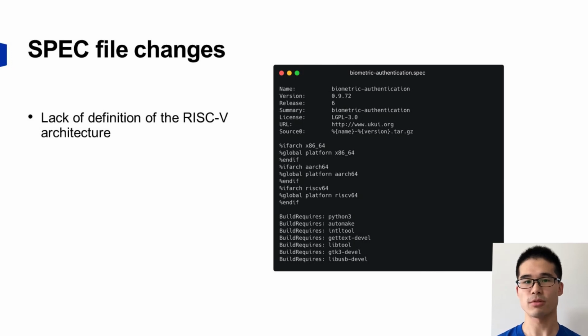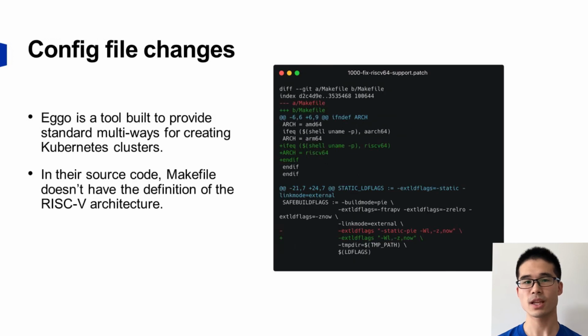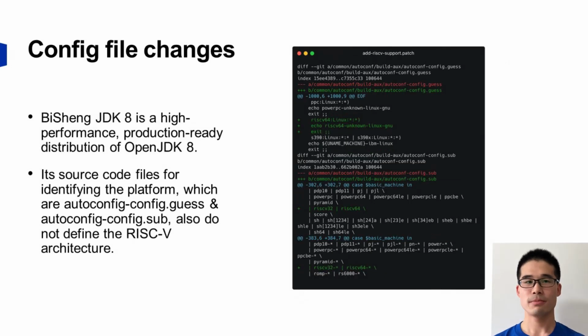When porting, different errors require different solutions. For cross-architecture friendly packages, the simplest error is the lack of definition of the RISC-V architecture in the spec file, such as biometric authentication. The configuration file error is next. For example, Echo, which was developed by the cloud-native SIG for Kubernetes clusters, does not add a definition of the RISC-V architecture in the Makefile. Bisheng JDK8 is also a fundamental component of openEuler, and its source code files for identifying the platform, which are config.guess and config.sub, are also not defined for the RISC-V architecture.